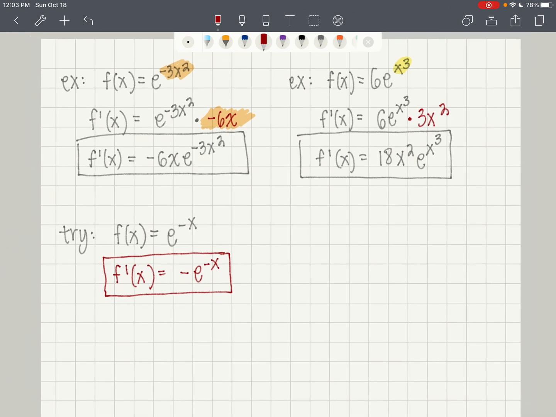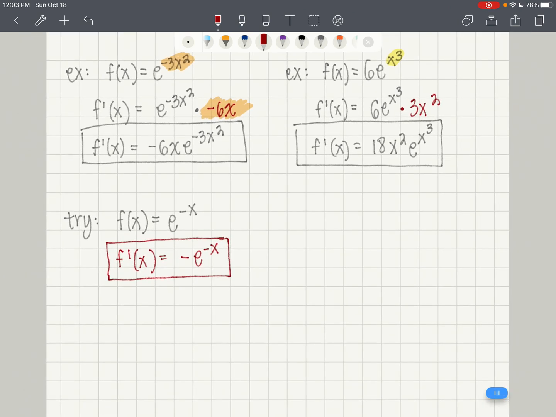Okay, in the next video we're going to explore finding the derivative using the chain rule that we've been using, but combining it with the product rule and maybe even the quotient rule. You know, whatever rules we have to this point, we can start using together.